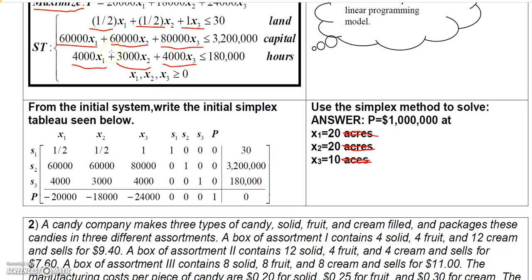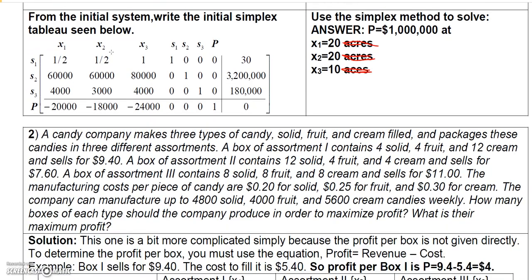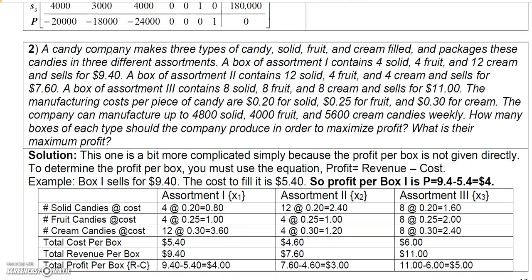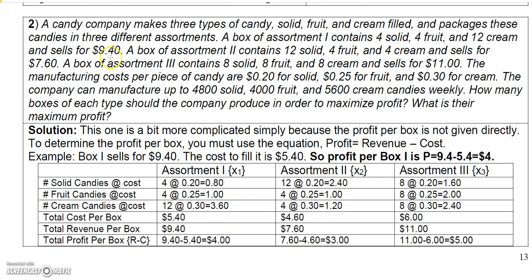So anyway, that's the solution to that one. Now, I've got one more here, and this says a candy company makes 3 types of candy: solid candy, fruit candy, and cream-filled candy, and packages these candies in 3 different assortments.